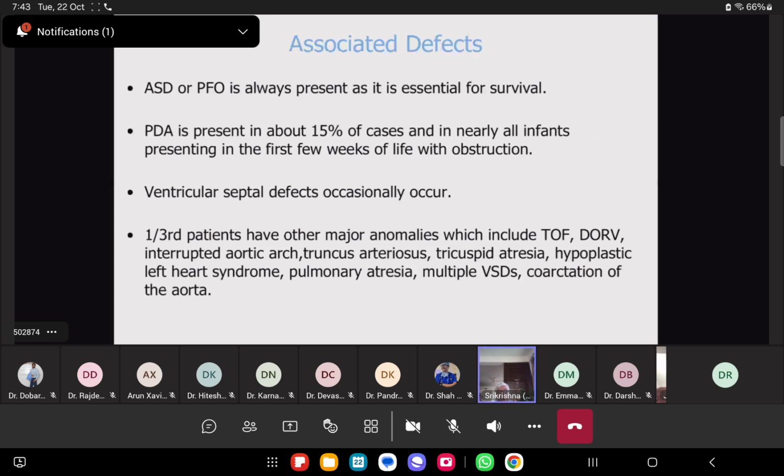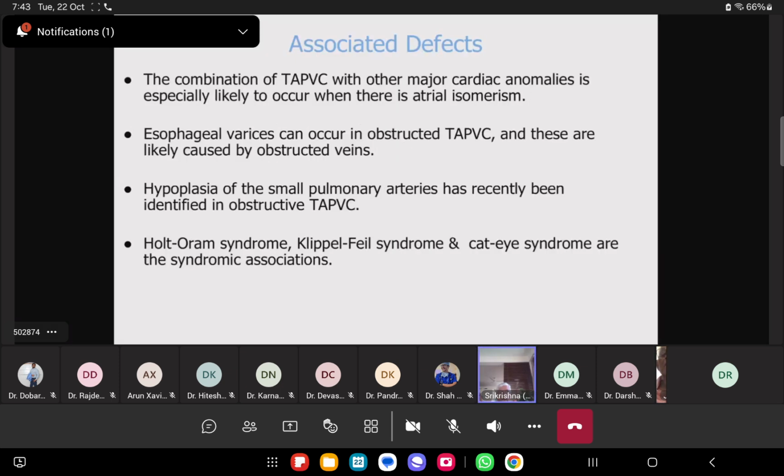PDA is present in about 15% of the cases, and in nearly all infants presenting in the first few weeks of life with obstruction. VSDs can occur occasionally. One third of the patients have other major anomalies, which include TOF, DORV, interrupted aortic arch, truncus arteriosus, tricuspid atresia, hypoplastic left heart syndrome, pulmonary atresia, multiple VSDs, and coarctation of the aorta. The combination of TAPVC with other major cardiac anomalies is especially likely to occur when there is atrial isomerism.